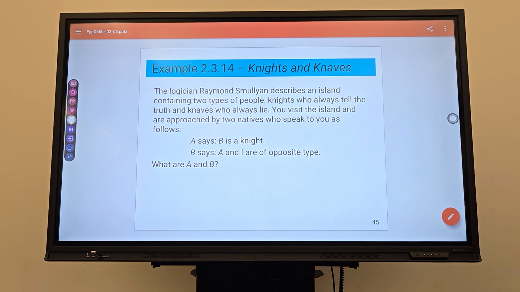This problem describes an island containing two types of people, knights and knaves. Knights always tell the truth and knaves always lie. You visit the island and are approached by two natives who speak to you as follows. A says B is a knight. B says, A and I are of opposite type. What are A and B? Knights, one of each. Both knights, both knaves.